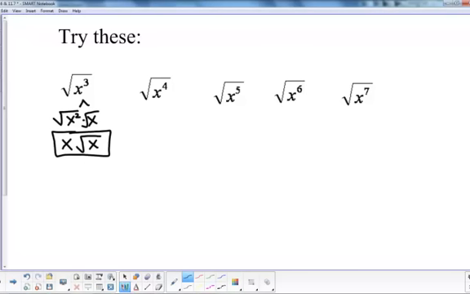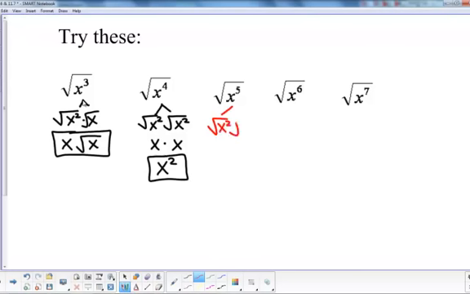So the square root of x to the fourth, that's the square root of x squared times the square root of x squared. So that would be x times x. So the square root of x to the fourth is x squared. The square root of x to the fifth, so an x squared comes out of a square root perfectly. So this would be x times the square root of x. So the square root of x to the fifth simplifies to x squared root x.